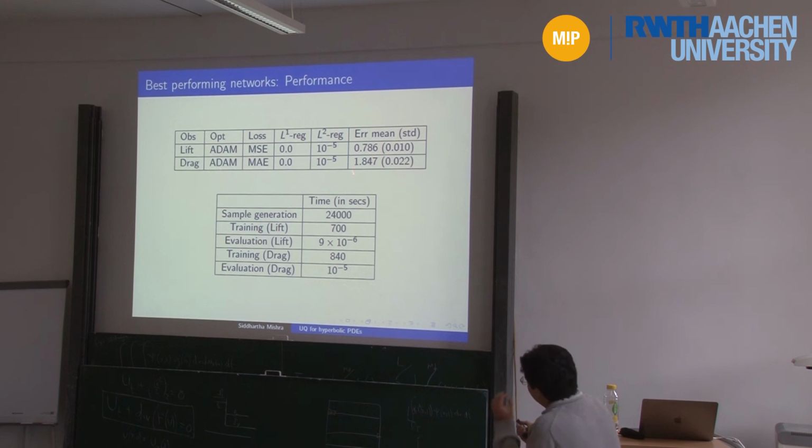So for one of these good performing networks, for the lift you got an error of less than 1%, for the drag you got an error of less than 2%, and the point is in the cost, because to generate a single sample it is 7 hours, right? Remember that this was a 7 hour CFD simulation. To train the networks, it took only 10 to 15 minutes, and to evaluate this one observable is 10 to the power minus 5 seconds, and in particular we have low errors.